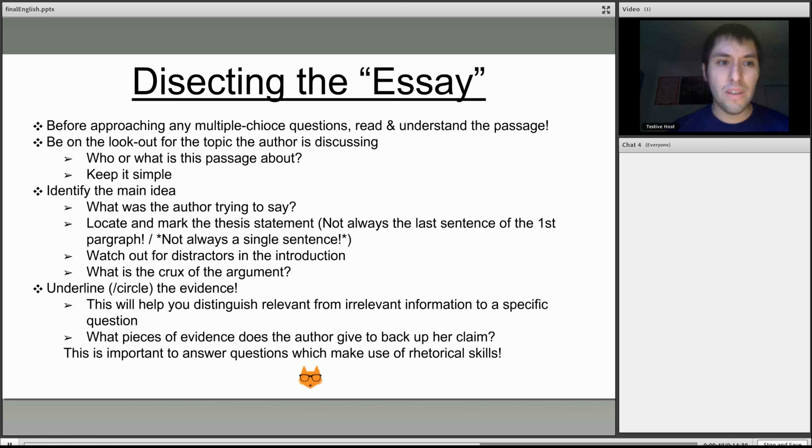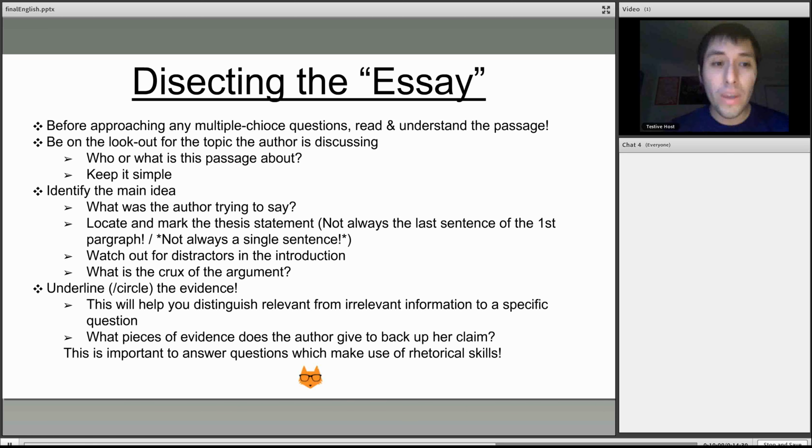And just ask yourself a few questions. Who or what is the passage about? And keep it simple. If it's a story about a dog, it's a story about a dog. But keep that in mind as you start to focus in on identifying what the main idea is. What exactly was the author trying to say? Why was the story about a dog being told?